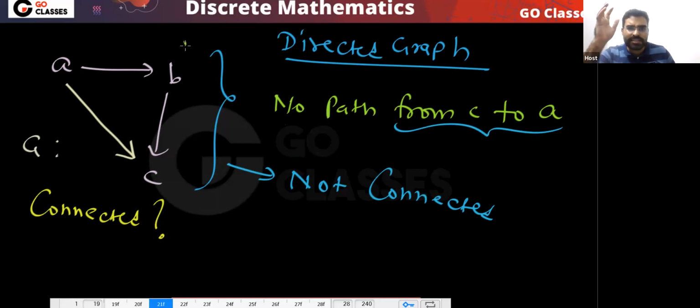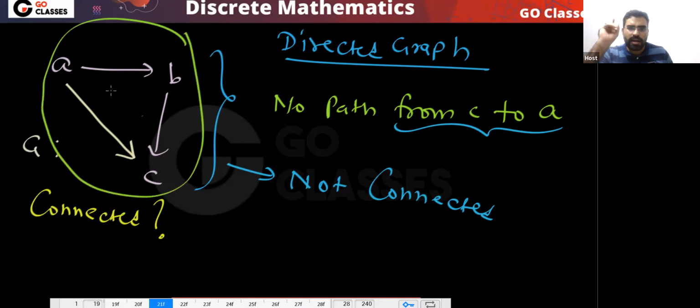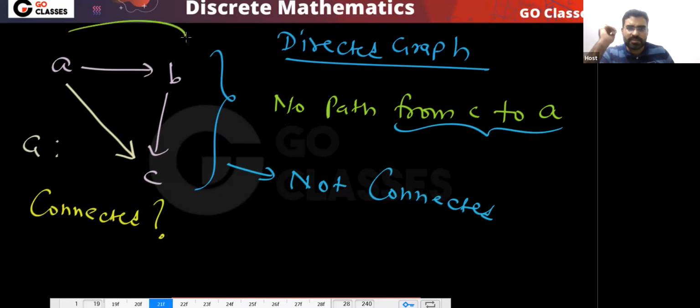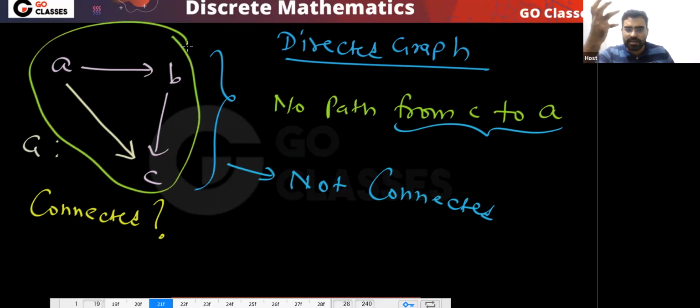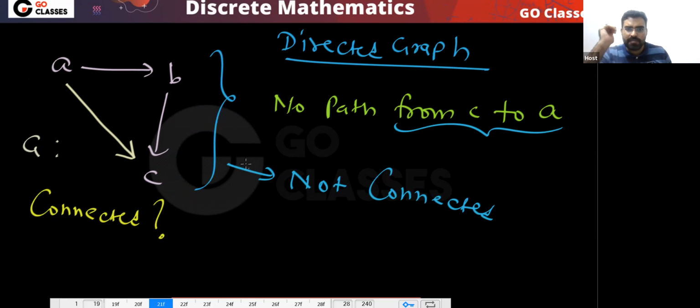It looks like this is one part. I know some of you might be thinking, sir, this looks like one island, one entity. But remember, this is not how connectedness is defined for directed graph. Yes, this is one entity, this is one island, I know. But still this is not connected because you cannot go from C to A. There is no path from C to A. So that is the reason this is not connected.